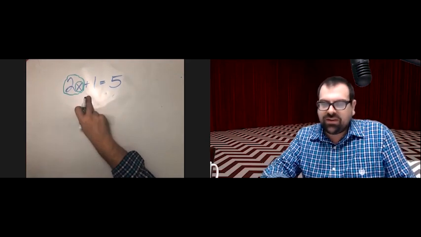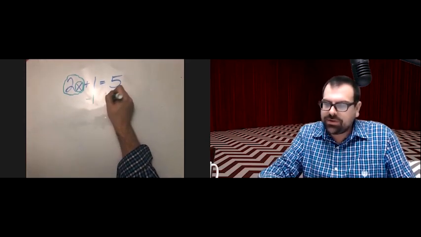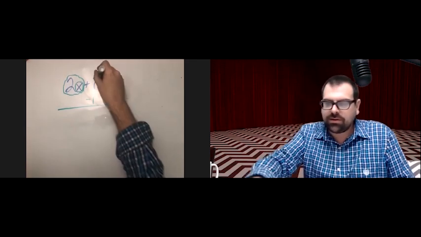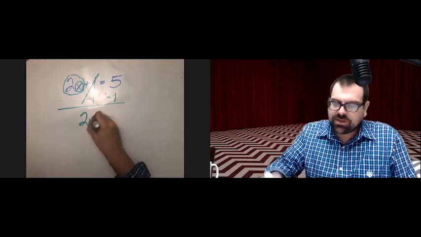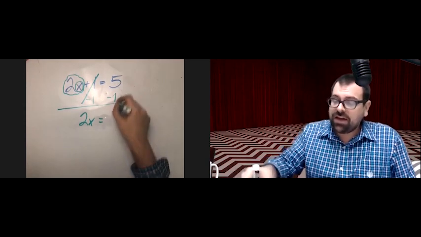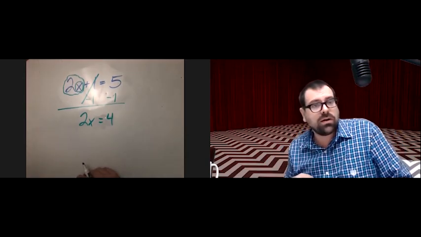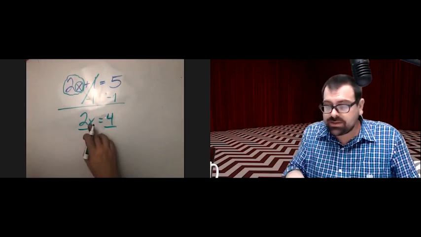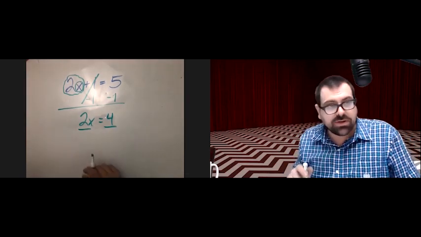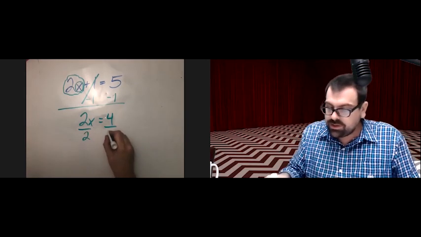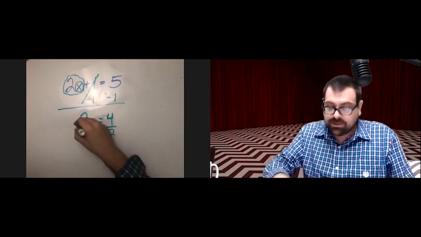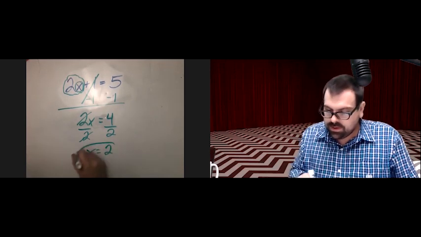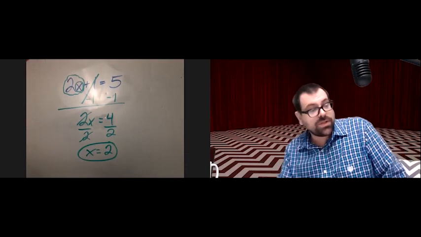The 2x is having 1 added to it. We undo that with the opposite, subtracting 1 from both sides. Leaves us with just 2x on the left. 5 minus 1 is 4 on the right. Divide both sides by 2 because x is being multiplied by 2. We want to undo that with the opposite. Four divided by 2 is 2.